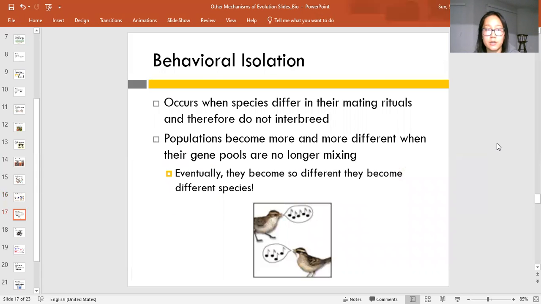Behavioral isolation is another way that works kind of similar to the geographic isolation, except for the fact that it's behavior-based. So it occurs when species differ in their mating rituals, and therefore they do not interbreed. So populations become more and more different when their genes are no longer mixing, and they become new species eventually. The example here I showed you is that these 2 birds, even though they're not super different looking, these are 2 male birds. And you know that birds court using music and using chirping, right? And so these birds, they have different chirping sounds.